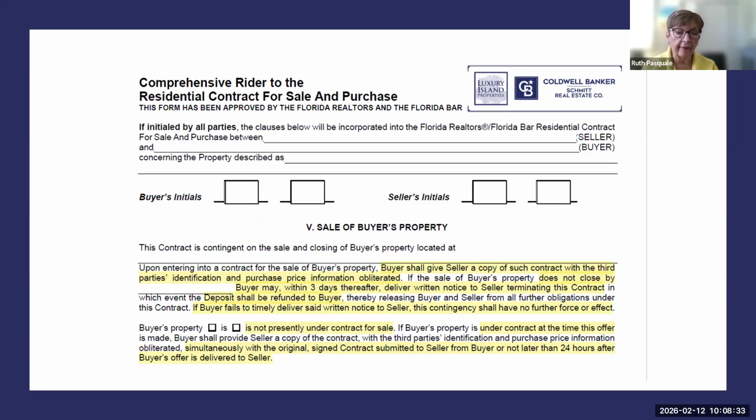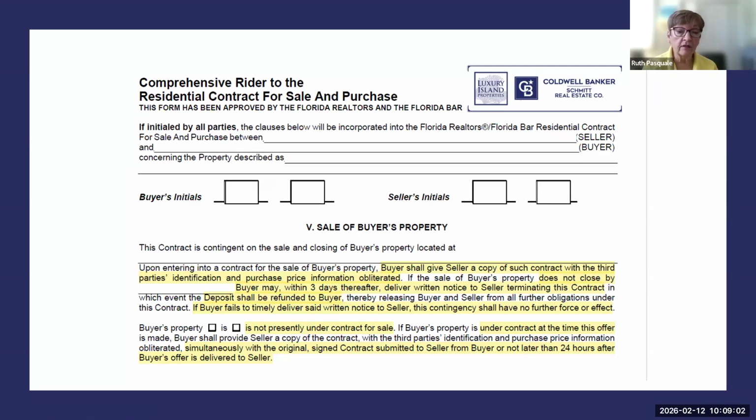This is the provision in the contract, and I've highlighted those things that we want to talk about today. So taking a look at it, the contract is contingent on the sale and closing of the buyer's property located at, pretty simple, you're going to put the street address of that property in here. Upon entering into a contract for the sale of the buyer's property, the buyer shall give the seller a copy of such contract with the third party's identification and purchase price information obliterated.